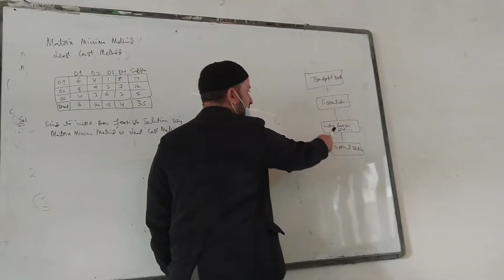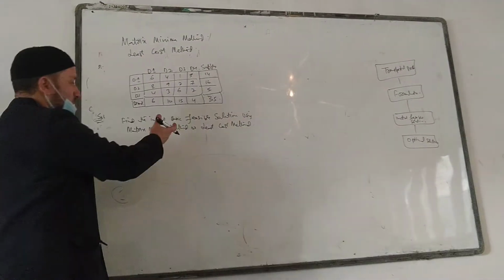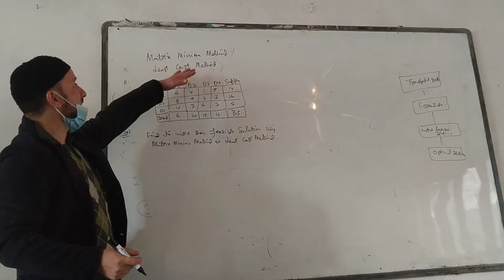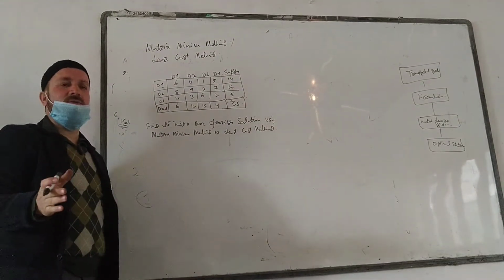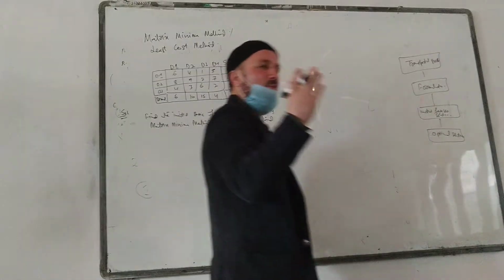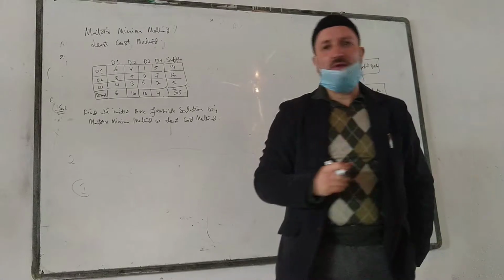Then we calculate the initial feasible solution like this one. The first method we are going to do is the matrix minima method, or least cost method. In matrix minima, as the name says, we take the minimum in the matrix and work out with that. So how do we do that?